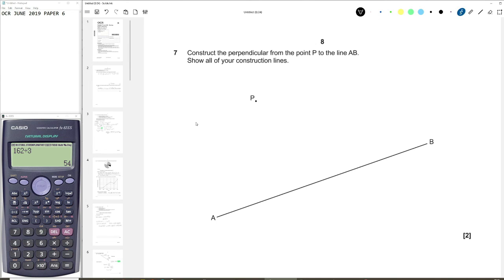Question 7. Construct a perpendicular from the point P to line AB. Show all your construction lines. So there will be a video now and you will need a compass.